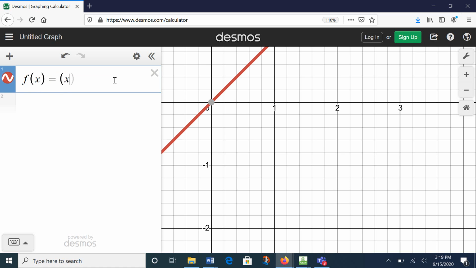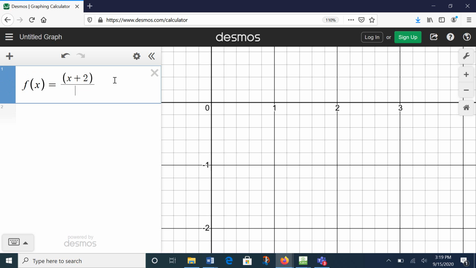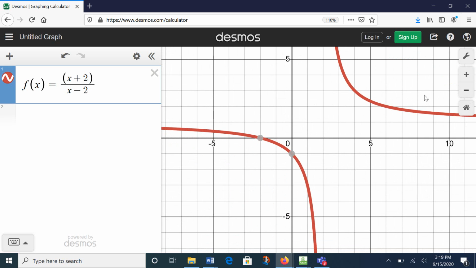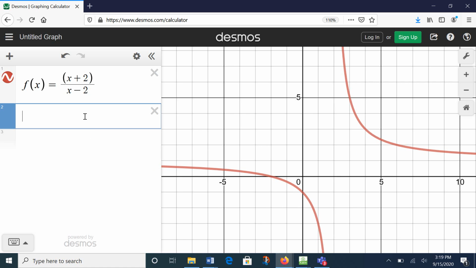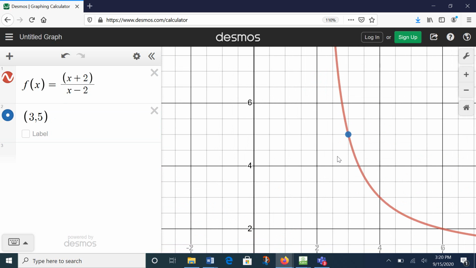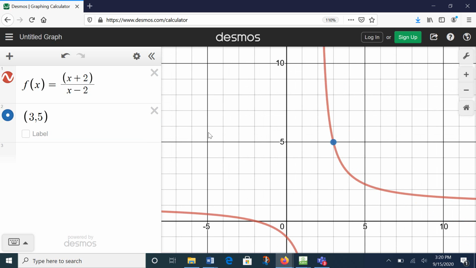So we have x plus 2 divided by x minus 2. So this is our curve here. And the point that we're going to be finding the tangent line to is going to be (3, 5). So it's going to be this point right here. And let's graph the tangent line.